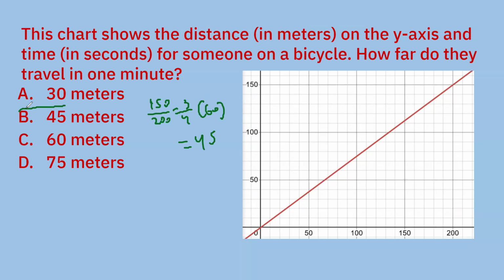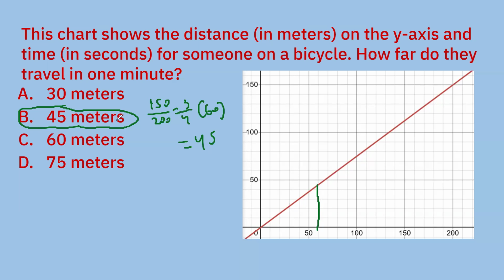But another thing you can do is look at the chart and see how far he's gone in 60 seconds. So 60 seconds would be here. You draw a line up, right? Or you try to calculate with your finger. And it's between 40 and 50, and it's 45. Okay, so that is how we would do this one.